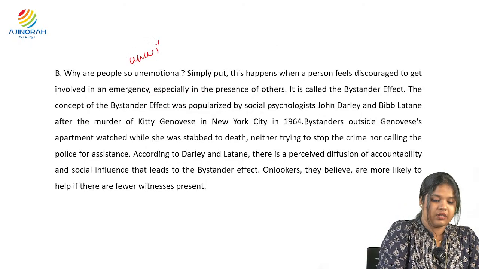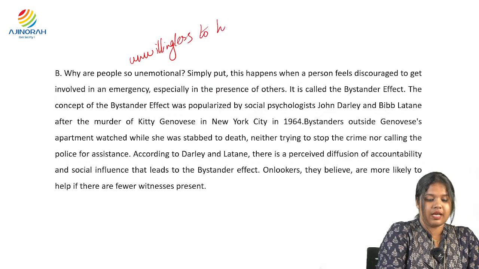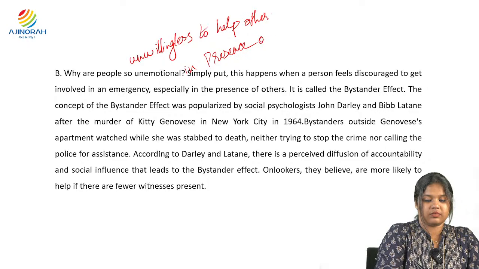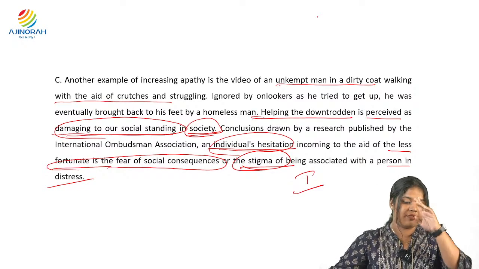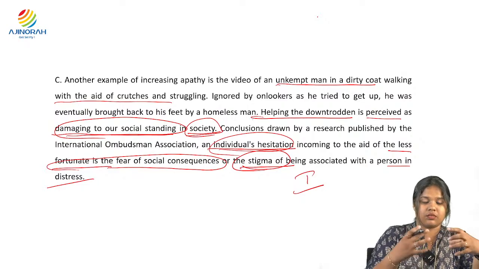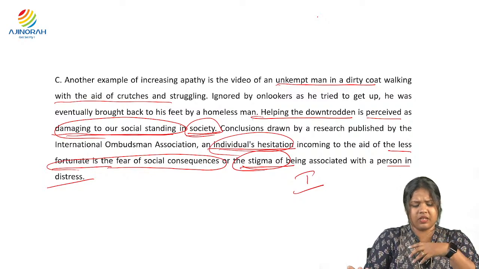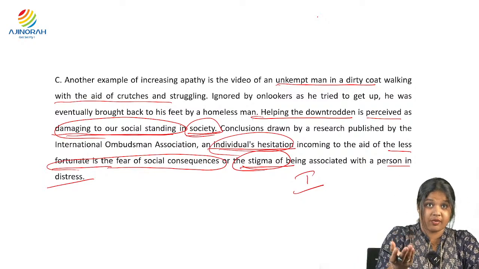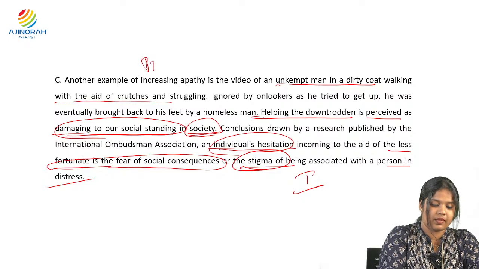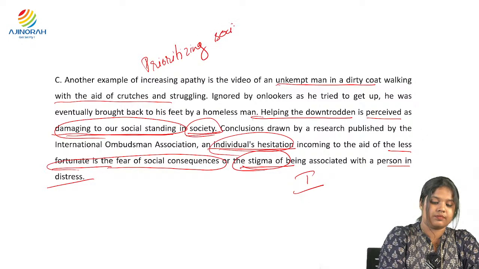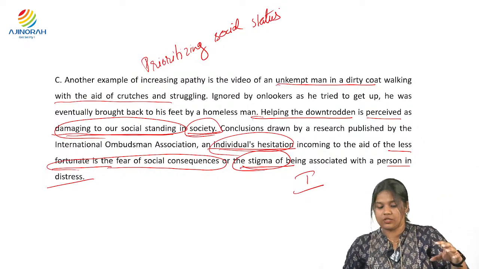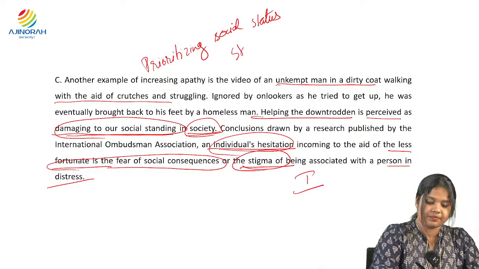So, unwillingness to help others, in presence of others, right? Okay, now the third paragraph, we have already read through the paragraph. It talks about how people do not help people in need who are less fortunate. So like they prioritize their social status. So that's basically, they talk about social status, then they talk about stigma, right?